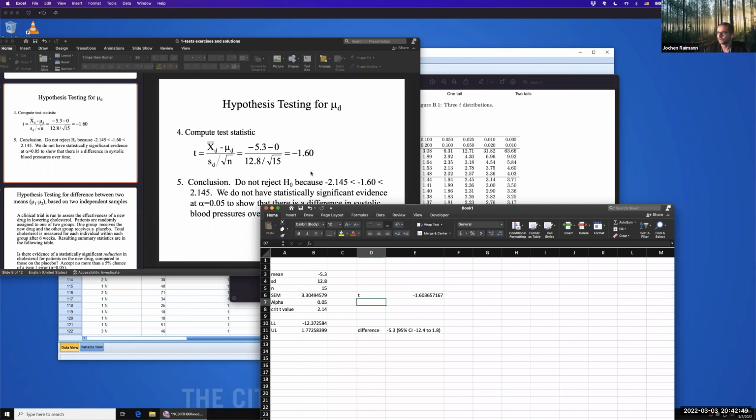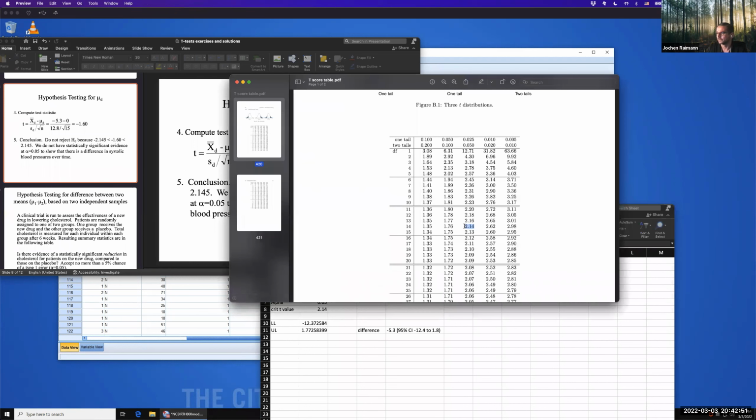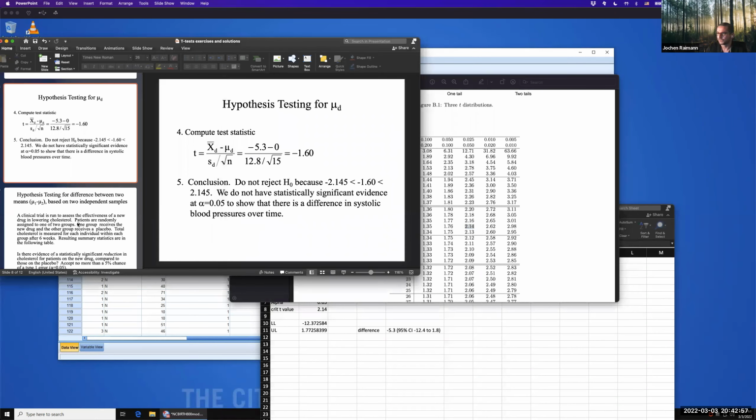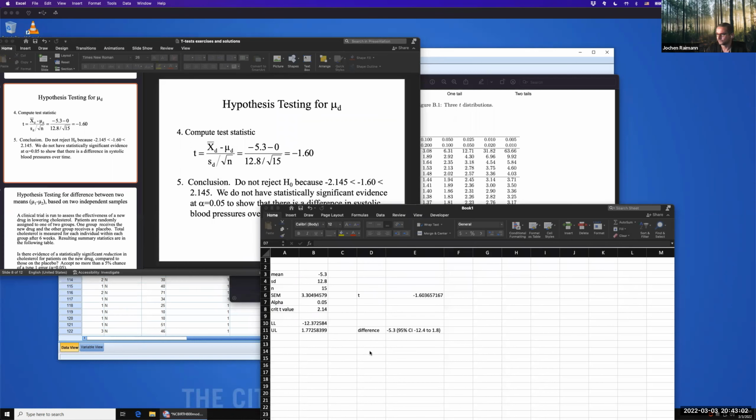So this does not exceed the critical value of 2.14. So does that make it clear? So that's a paired sample t-test.